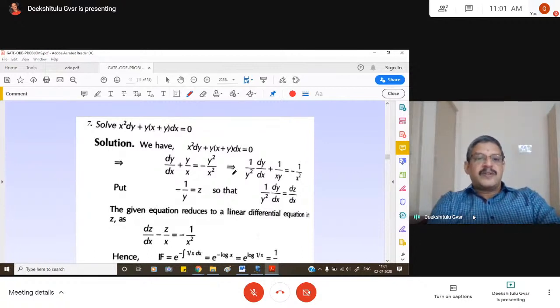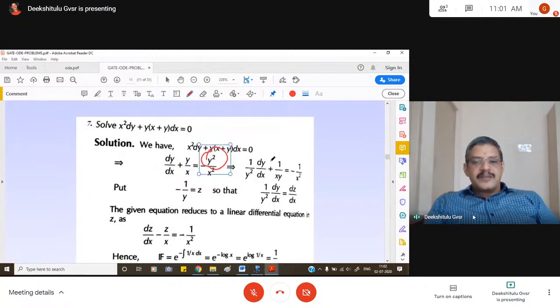So x square dy plus y into x plus y dx is equal to 0. Here also, this can be converted into dy by dx plus y by x is equal to minus y square by x square. It appears like a Bernoulli's equation. In fact, it is a Bernoulli's equation because we have y power n here.